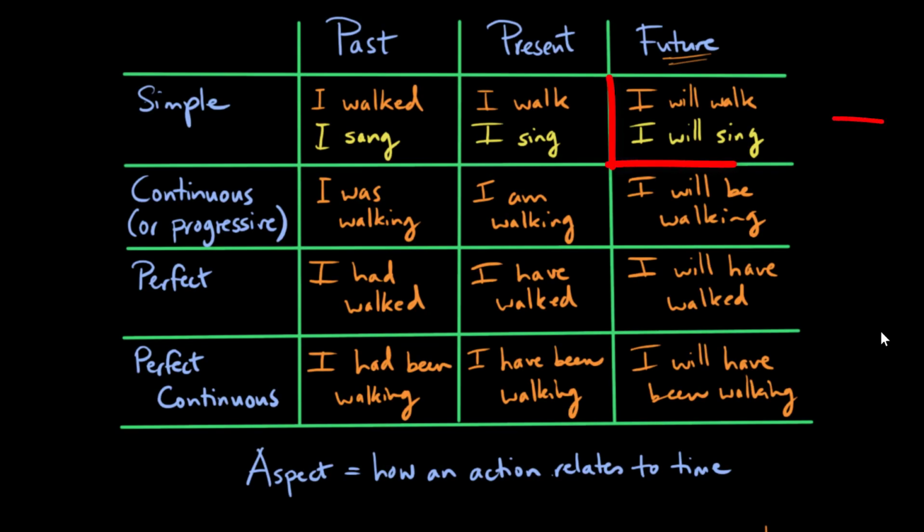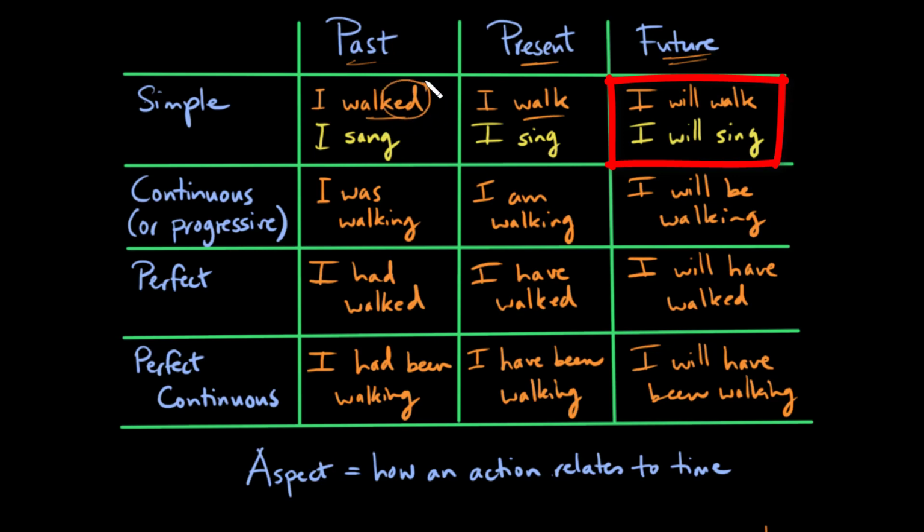Let's talk about the future simple tense. Now, the first thing that we should mention is that a lot of grammarians will say that English doesn't have a future tense. And the reason for this is because if you look at the present tense and the past tense, there's more inflection here. And what we mean by that is that the verb itself can be changed to indicate what's going on.